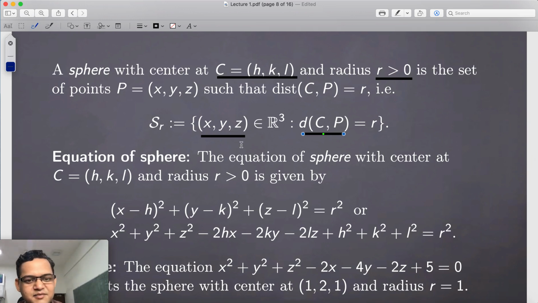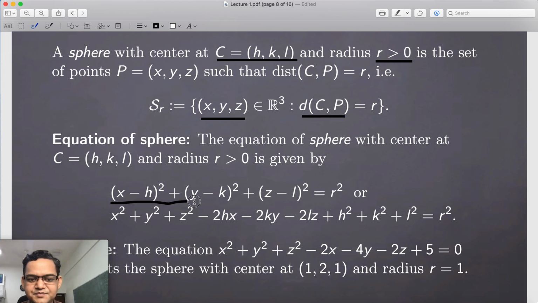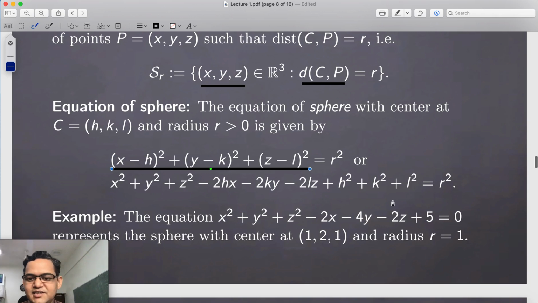And this is also going to tell you the equation. The distance between C and P, what is it? It is nothing but this quantity, but with a square root. So when I have r on this side, I take the squares on both sides, and I get exactly this. So a sphere is nothing but a collection of points x, y, z satisfying this equation, and when you expand the square, you actually get this equation. This is the general form of the equation of a sphere.